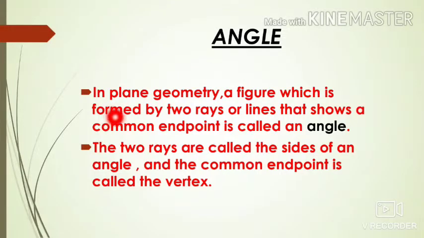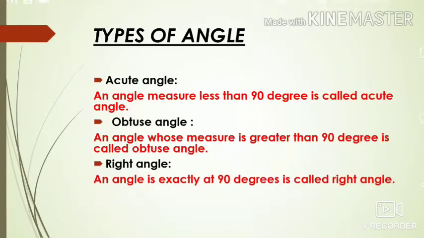Angle. In plane geometry, a figure which is formed by two rays or lines that share a common endpoint is called an angle. The two rays are called the sides of an angle, and the common endpoint is called the vertex. Types of angle. The angles are classified under the following types.